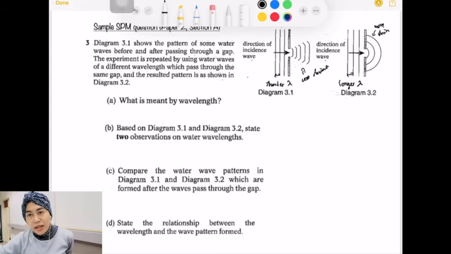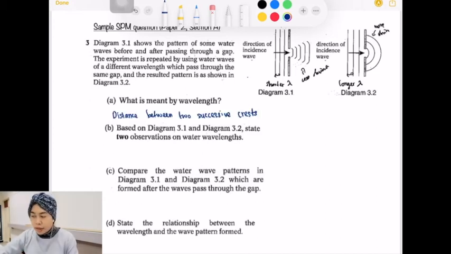Okay, so question A is what is meant by wavelength. This one you should know already. There are multiple ways to write it, but usually the most accepted one will be the distance between two successive crests, or the distance between two successive troughs. And second question, based on diagram 3.1 and 3.2, you have to write down the observation.